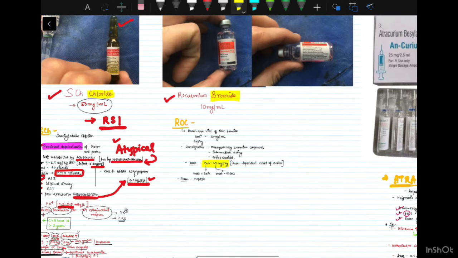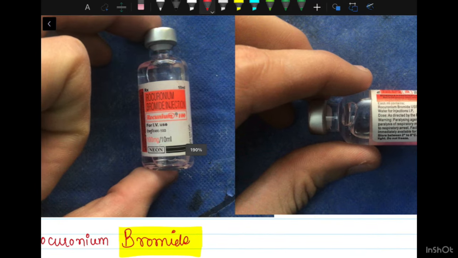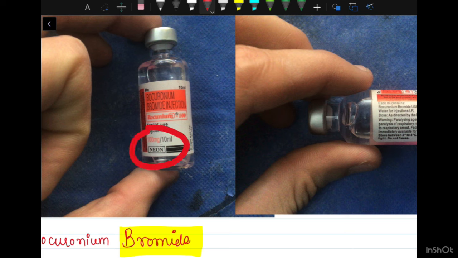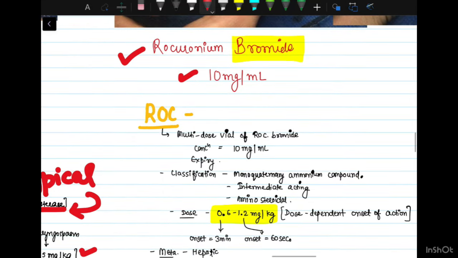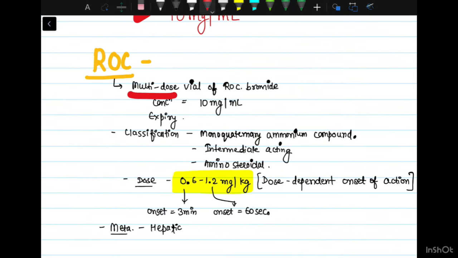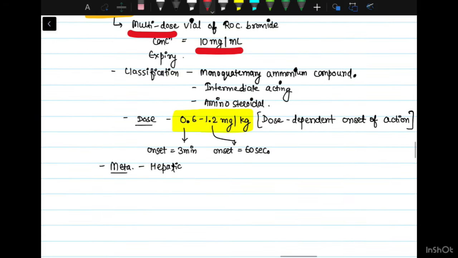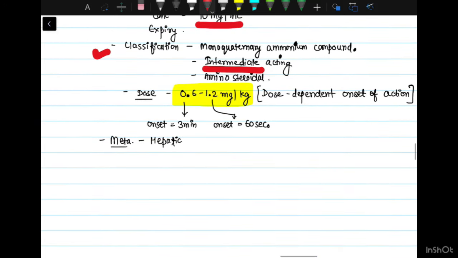The next drug is rocuronium. Rocuronium is a very good substitute for succinylcholine. It comes in a clear liquid formulation, unlike vecuronium. And the preparation consists of 10 ml, 100 mg, that means 10 mg per ml. And this is a multi-dose vial, and the concentration is this. Classification is again an intermediate acting drug, and the dose is the most important thing, 0.6 to 1.2. Why is there such a wide range of this dose? Because it has a dose dependent action.